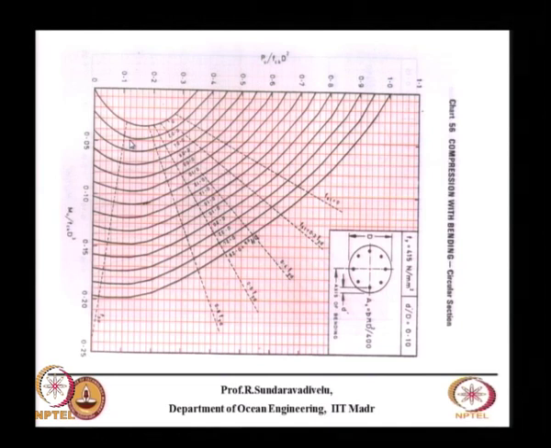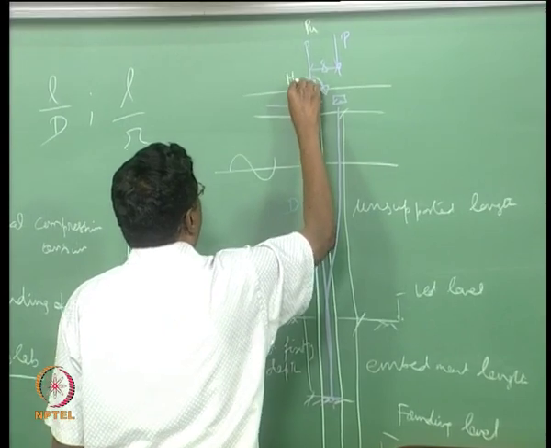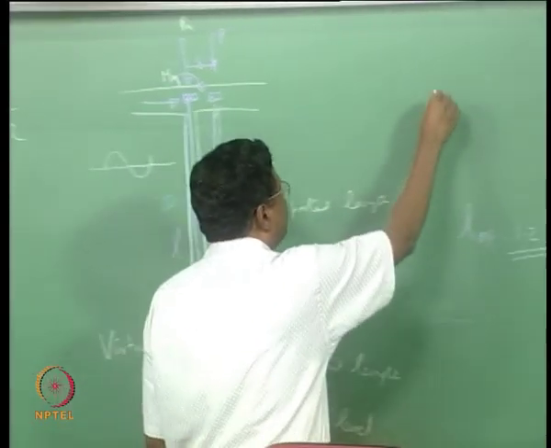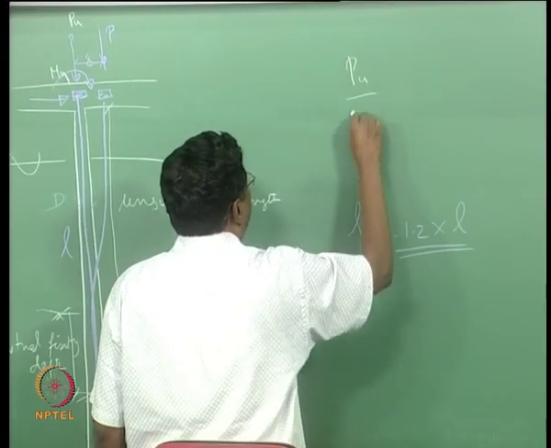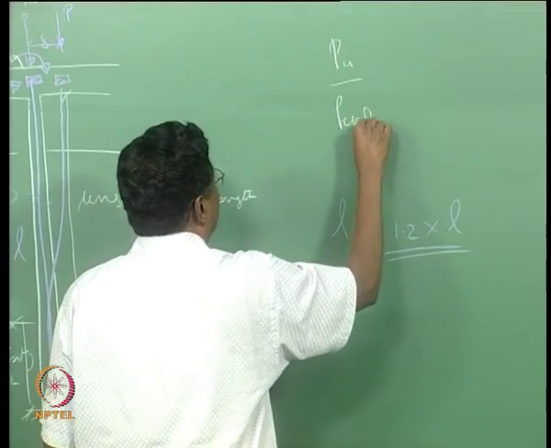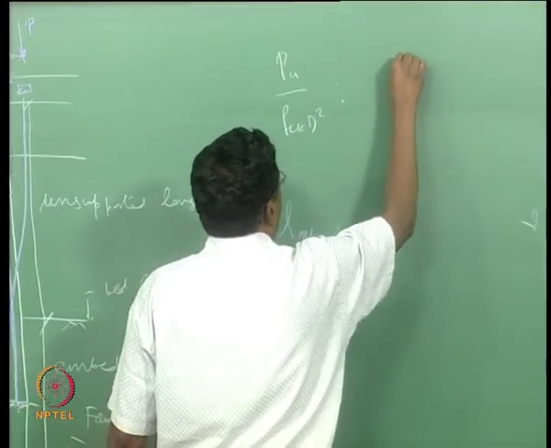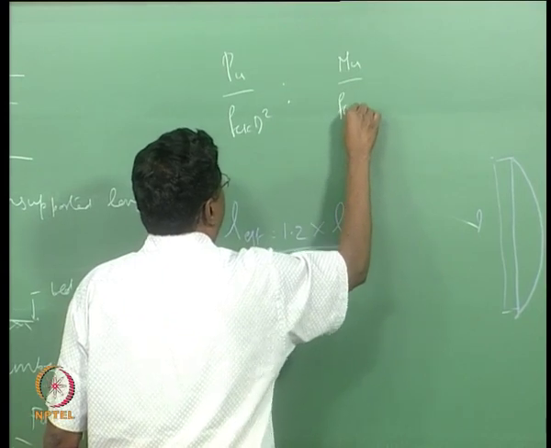So for those who have not used the chart, I will just write down, we will have Pu and Mu. What you do is you calculate Pu by fck d square, and you calculate Mu by fck d cube.